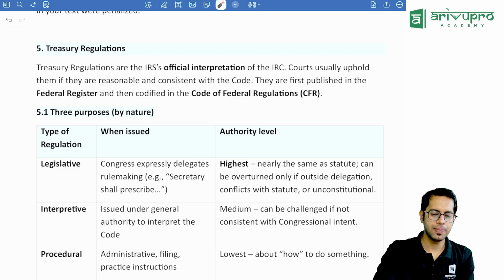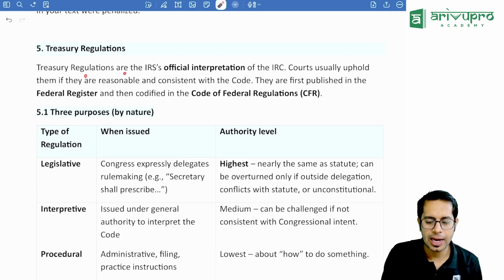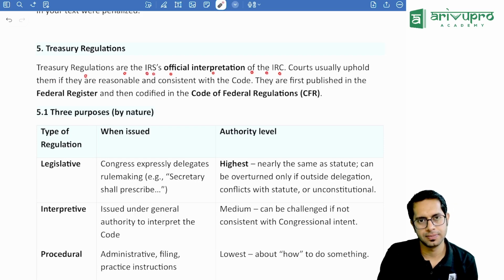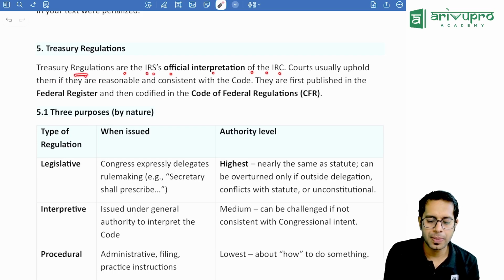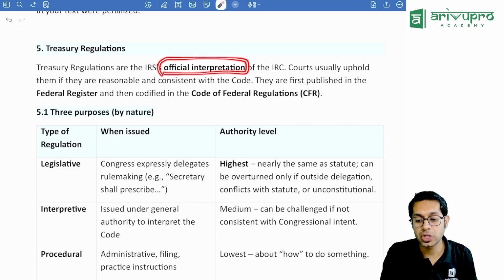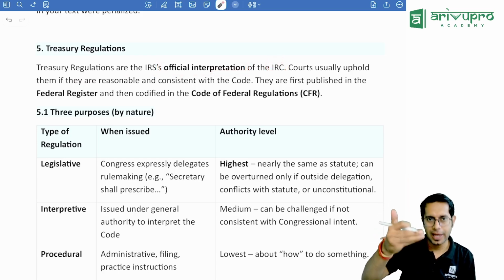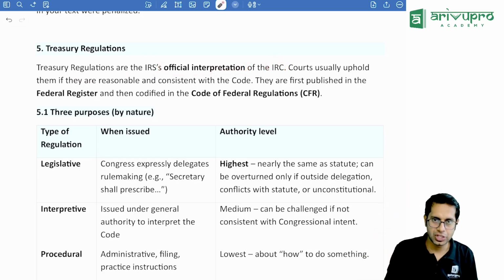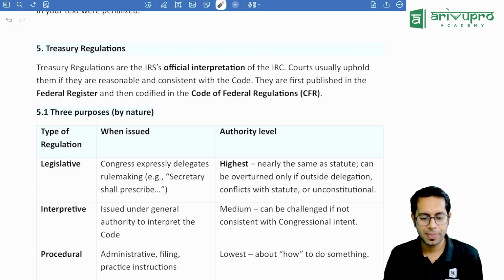Treasury regulations are the IRS official interpretation of the IRC. What do you mean by treasury regulations? They are the official interpretation of the IRC. The income tax law interpretation. Income tax law in India, interpretation will be done. Correct? It will be done by whom, sir?